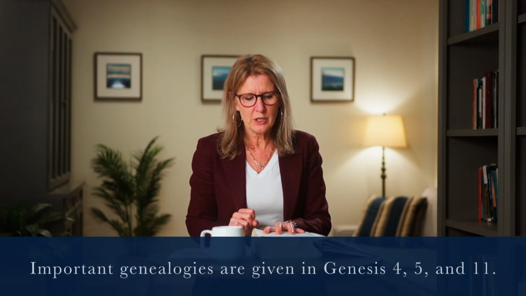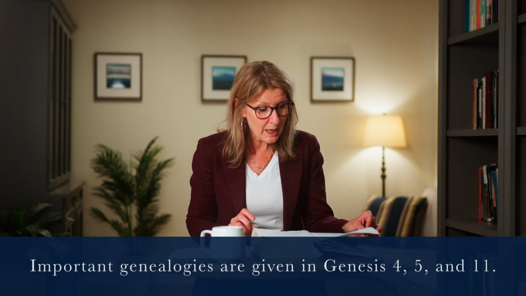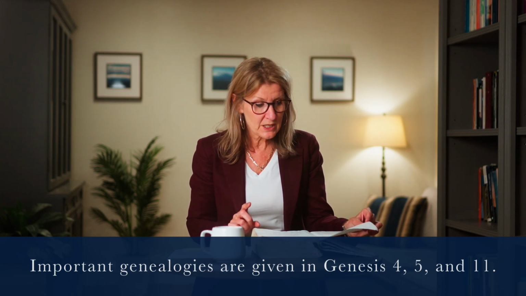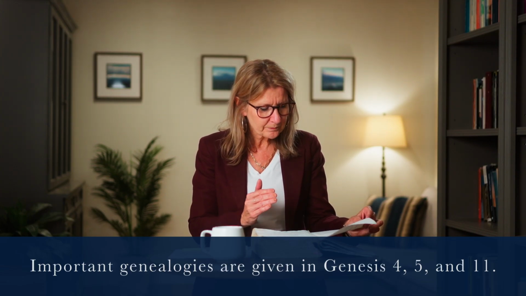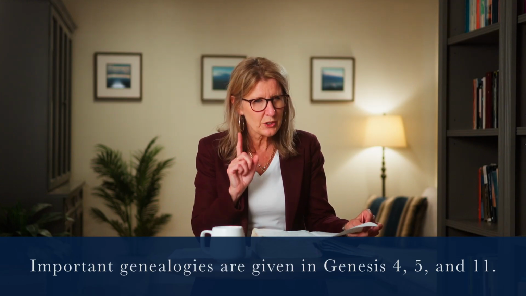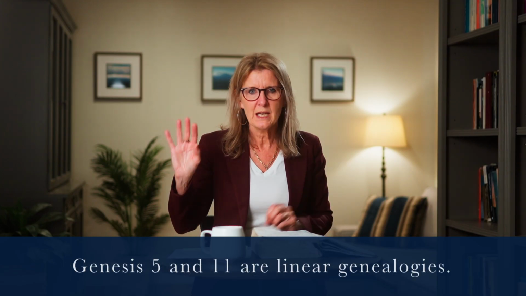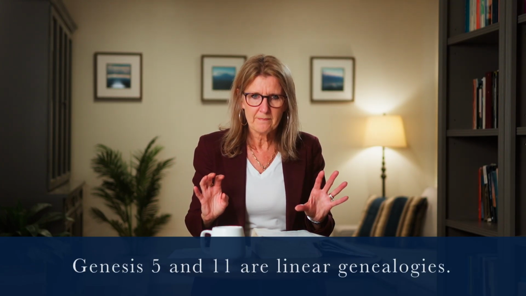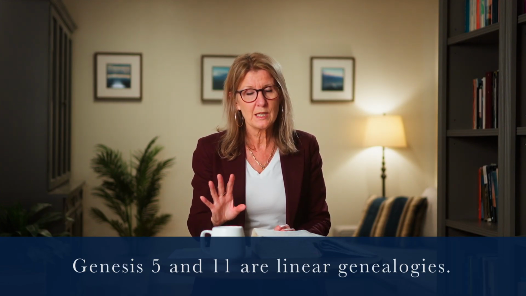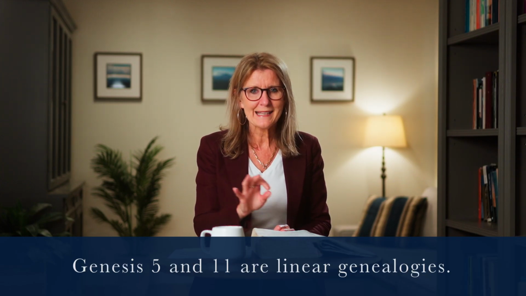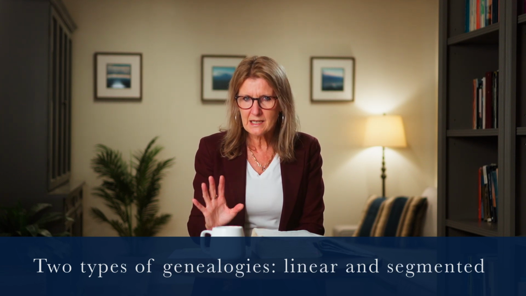So the first thing I want you to notice is that we have genealogies given at the end of chapter 4. In chapter 4, verse 17, there is Cain's genealogy. And then you'll notice chapter 5, and these are the big ones I want you to pay attention to, chapter 5 and chapter 11. These are what we call linear genealogies. And I'm going to explain linear and segmented genealogies. They're the two that you need to keep in mind. Let me repeat that. Linear and segmented.